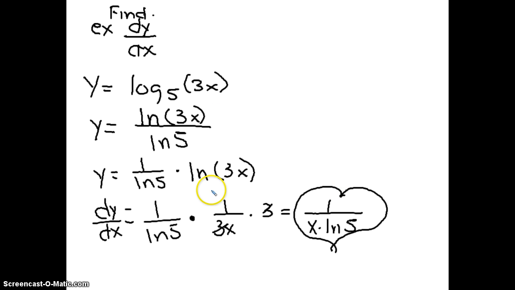That's the only example I think that you need. It's really just applying an old rule to something new and then taking the derivative in that form.